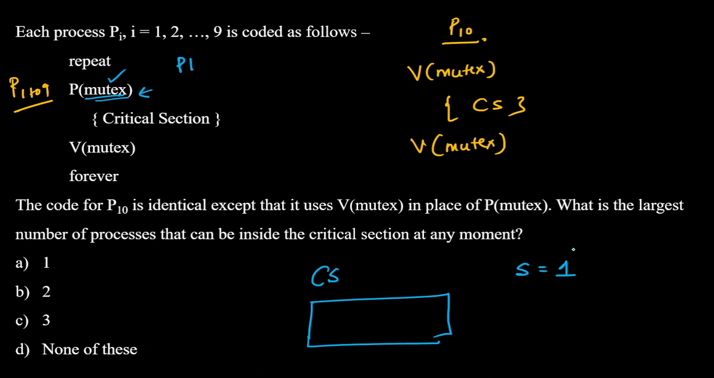P mutex means I'll decrease this value to 0. And critical section. So P1 has entered the critical section. And what we did, we will just preempt this process from here. Okay, meaning we are not taking P1 out from the critical section. Why are we doing so? Because we have to find the largest number of processes inside the critical section.